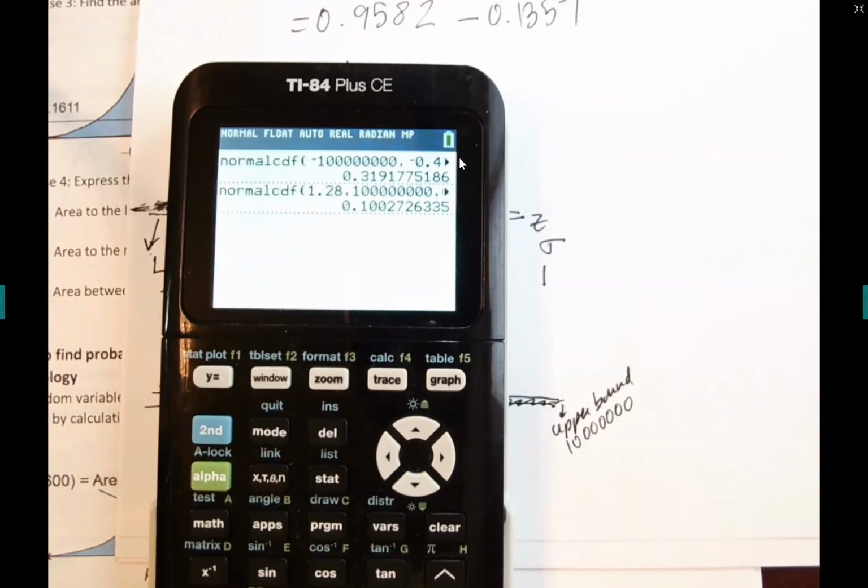Now, probably you'll ask me, do I need to do 1 minus? No, because you're doing it the proper way. You're providing the correct lower and upper bound. You don't need the 1 minus. It's 0.1003, and that's it. That was the answer. But if you use your table, yes, you have to do area to the left, because you couldn't do it directly, and then do 1 minus.